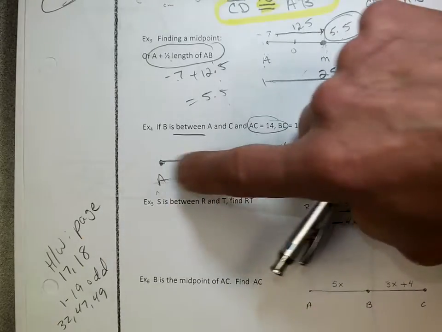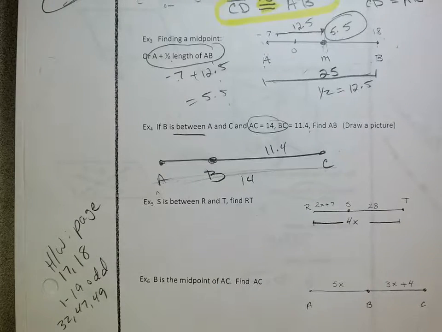Come on, you guys. How can I find this length? What do you think? Kurt, what are you going to do? 14 minus 11.4. You guys agree? Nice job, Kurt. I agree. So to find it, we're just going to subtract.